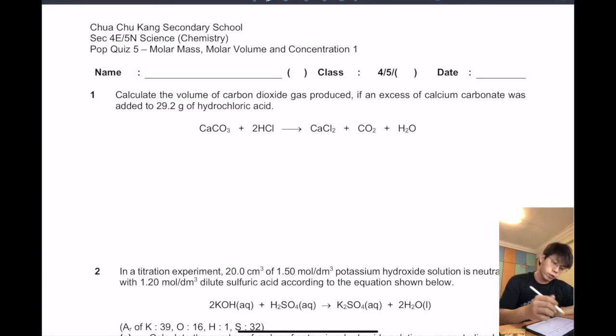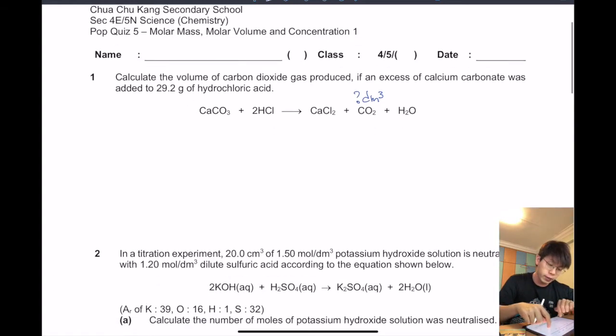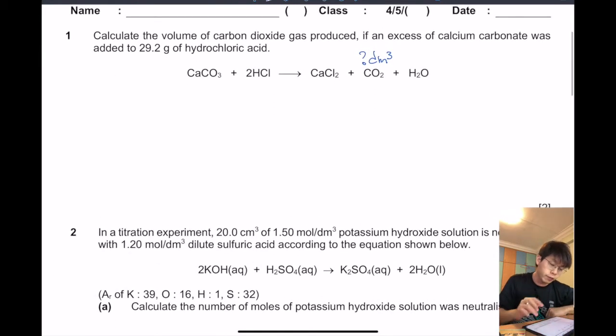Alright, so let's look at the first question. The first question says calculate the volume of carbon dioxide produced if an excess of calcium carbonate was added to 29.2 grams of hydrochloric acid. So let me write out the information I know. I want to find the volume of gas. This is different from the volume of solution. Volume of gas is above ground. So carbon dioxide, question mark dm cube. Let me label my question like that. And then given that 29.2 grams of hydrochloric acid was added.